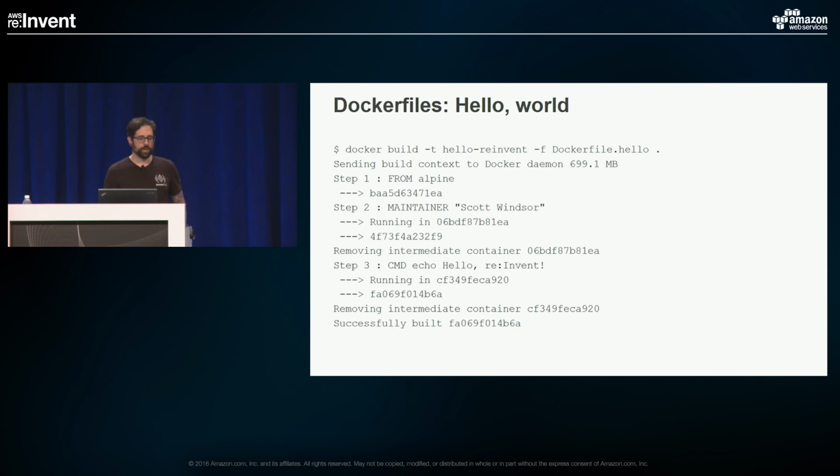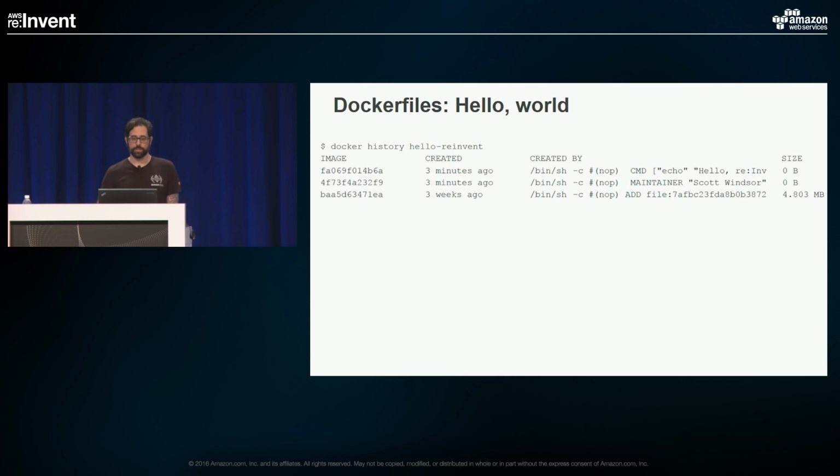Now, when we actually run our Docker build command, we can look at that output and see what's happening. We can see that it's running from Alpine. It's adding the extra maintainer. It's removing the intermediate container after it runs. It's setting up the command for hello reinvent and running it again. Now, in each of those cases, it's running those intermediate containers and then cleaning up afterwards. And that's important. Those temporary read-write layers are then removed, and you have basically your image built that you can push anywhere you want.